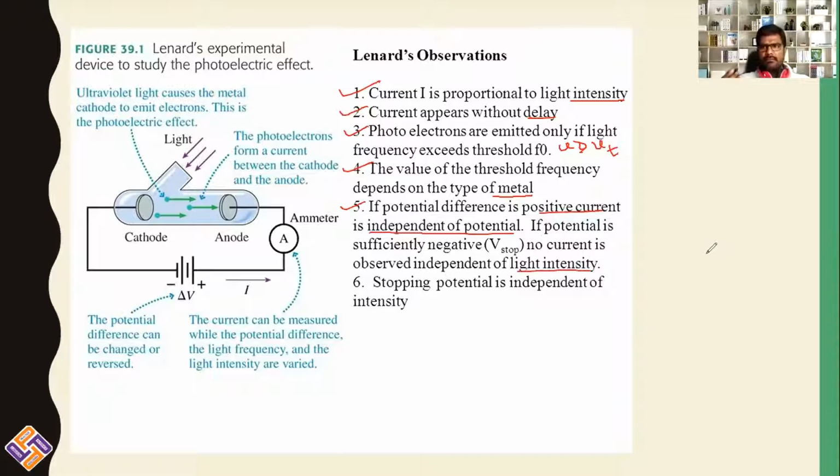Any intensity you can give, but at a certain negative potential there is no current passing in the circuit. That is called stopping potential. And stopping potential is independent of the intensity of the light radiations. So these all are 6 observations which are observed from Lenard's experiment.